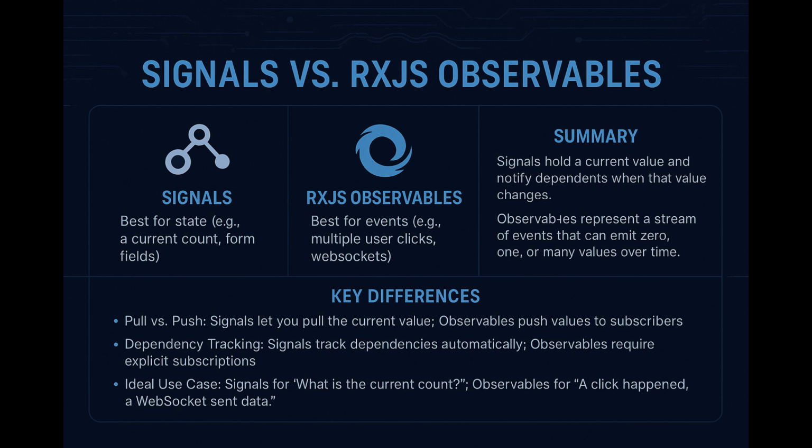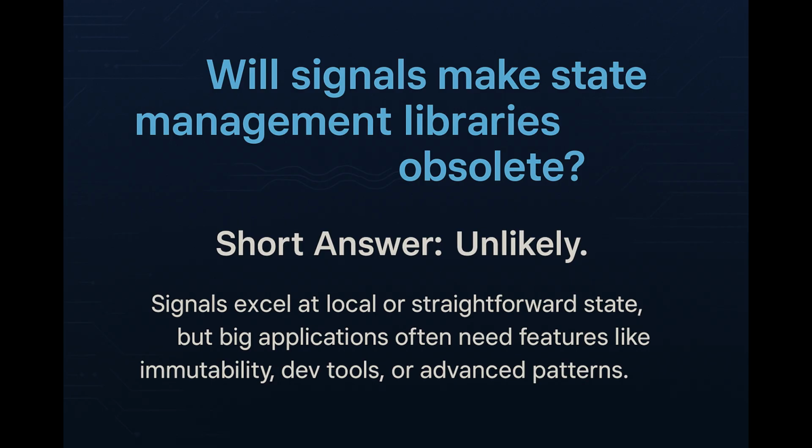The Q&A has a nice way of putting it. It says signals answer the question, what is the current state? And observables answer the question, what happened over time? So signals are great for managing local component state, while observables are really good at handling asynchronous operations and sequences of events. It's also important to note that they're not mutually exclusive. You could use them together in the same application. You might have a signal that's derived from an observable, or you might use an observable to update a signal.